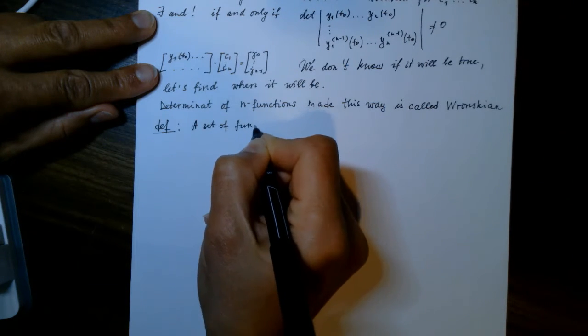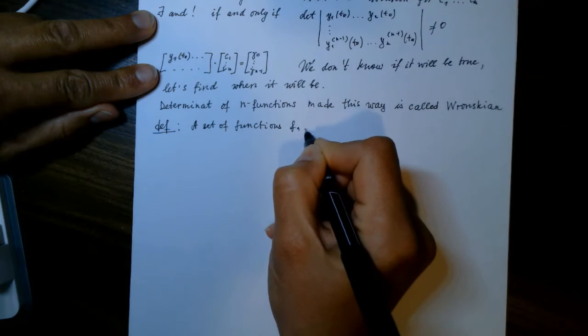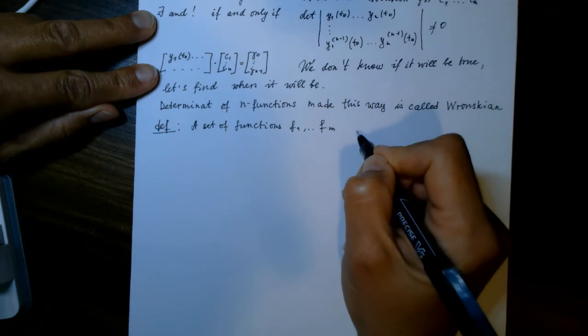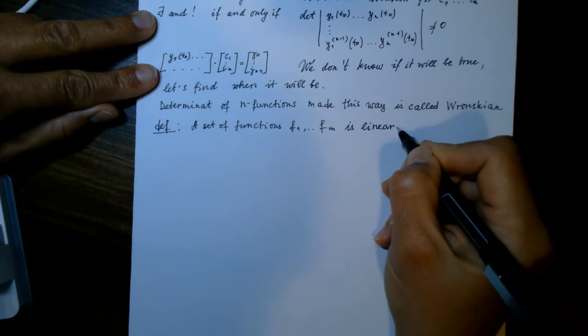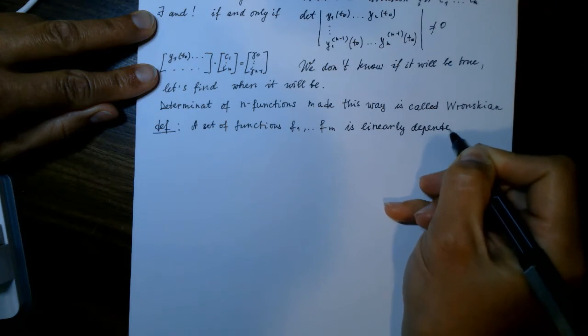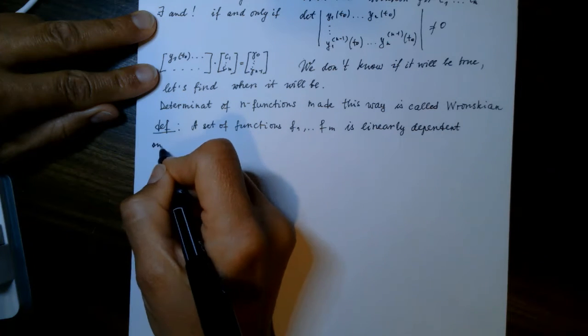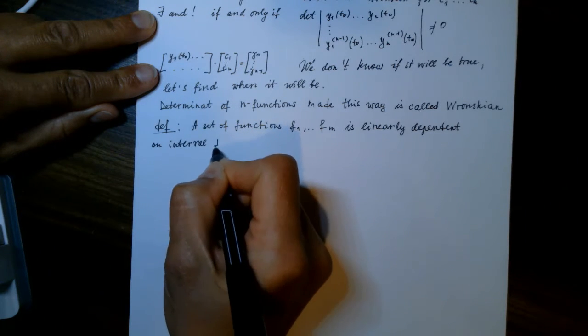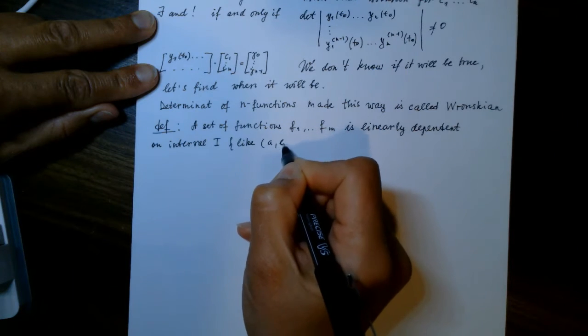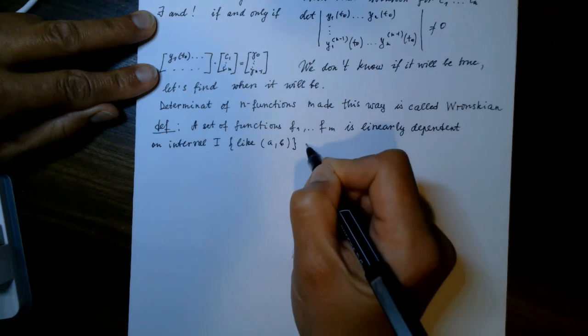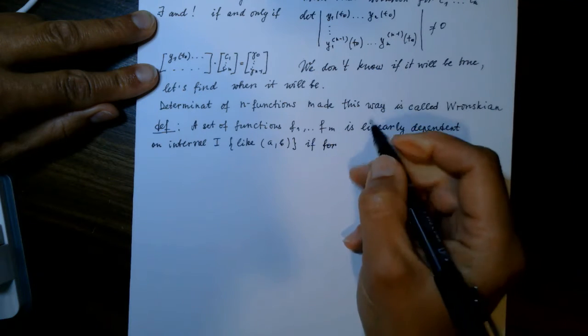Let's answer the question: what are the functions y1 to yn that give us this determinant not equal to 0? We're going to talk about linear dependence or linear independence of a system of n functions. Remember, in linear algebra, if the determinant is not equal to 0, it means the vectors are linearly independent. Here we are going to talk about functions.